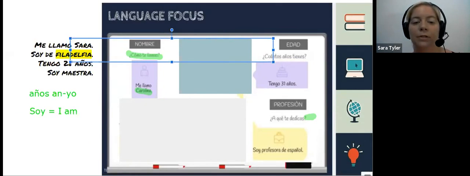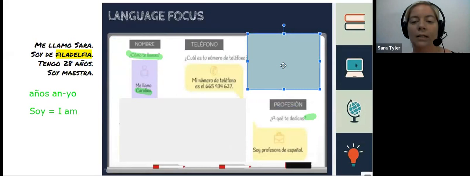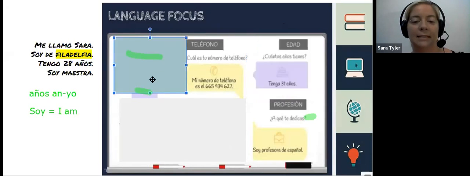¿Cuál es tu número de teléfono? The next one is, ¿a qué te dedicas? ¿Cuántos años tienes? ¿Cómo te llamas?